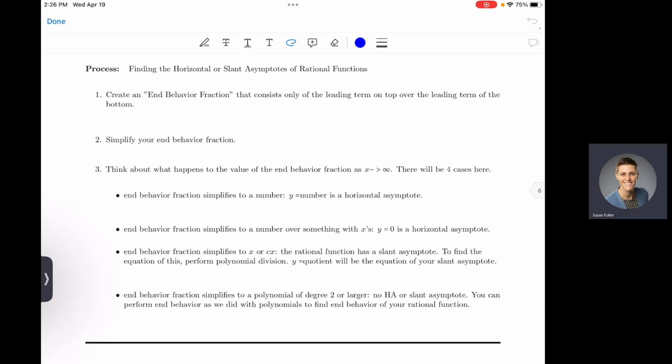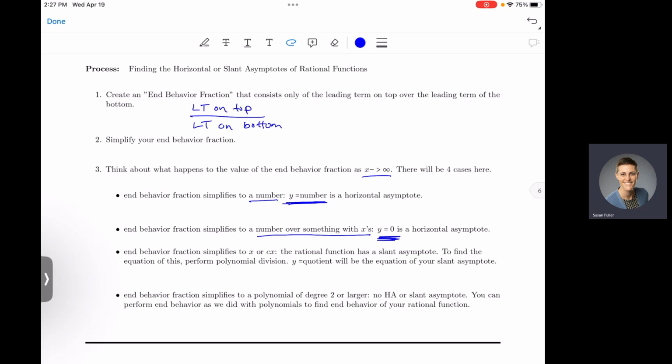You're going to create your end behavior fraction, that is your leading term on top divided by your leading term on the bottom, and you're going to simplify that. And then you're going to think about what happens to that as x goes to infinity. If your end behavior fraction simplifies to a number or a number over something with x's in it, you've got a horizontal asymptote. If it simplifies to a number, y equals that number is going to be your horizontal asymptote. If it simplifies to a number over something with x's in it, y equals 0 is your horizontal asymptote.